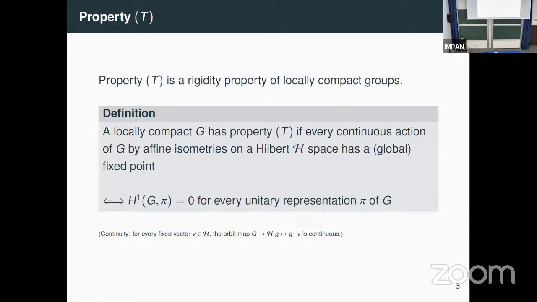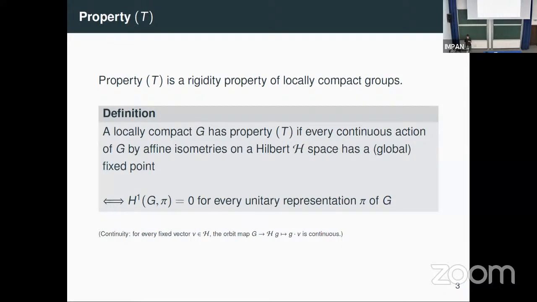Property T has a lot of different characterizations, and this is one of the reasons why it's a very useful and powerful property. And here's the one that requires the least technicality. A group has property T if whenever it acts by affine isometries on a Hilbert space, there is a fixed point. Right away, this is the same as saying that the first cohomology of the group with coefficients in a unitary representation vanishes. By coefficients in a unitary representation, I mean you take a G-module consisting of a Hilbert space with the G-module structure given by this representation.